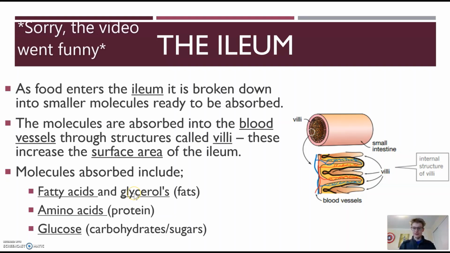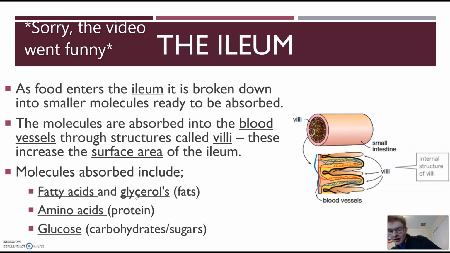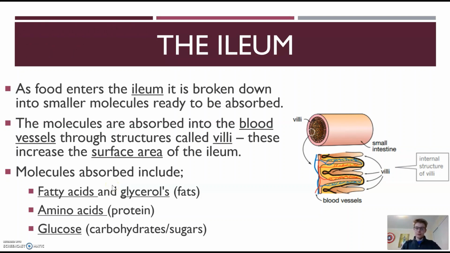Carry on now that I've got rice everywhere. So the small intestine is used for sucking up nutrients. We've got three main types of nutrients here that it can suck up: fats, proteins, and carbohydrates.